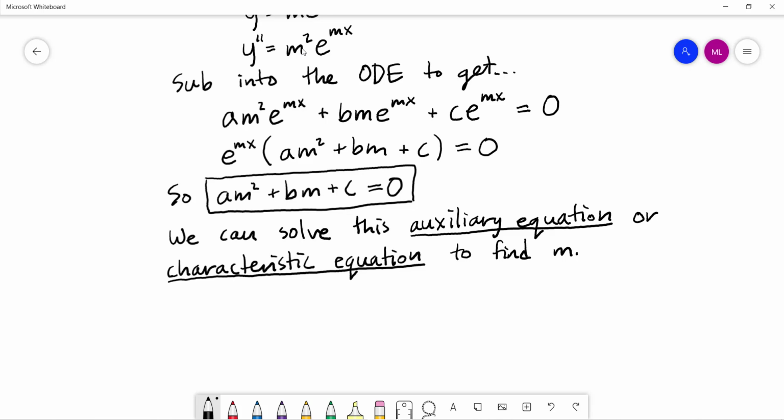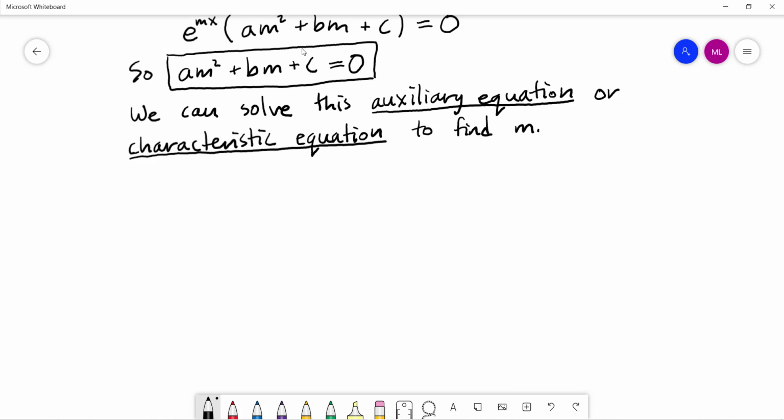So that's it. I just want to think now a little bit about what this might look like. What do the solutions of this thing we're calling the characteristic equation look like?